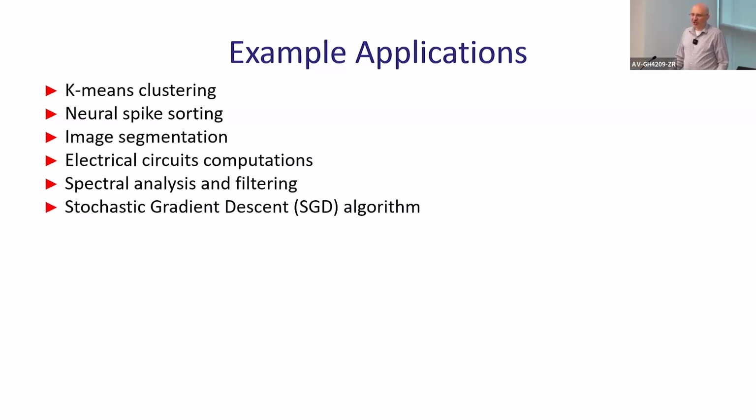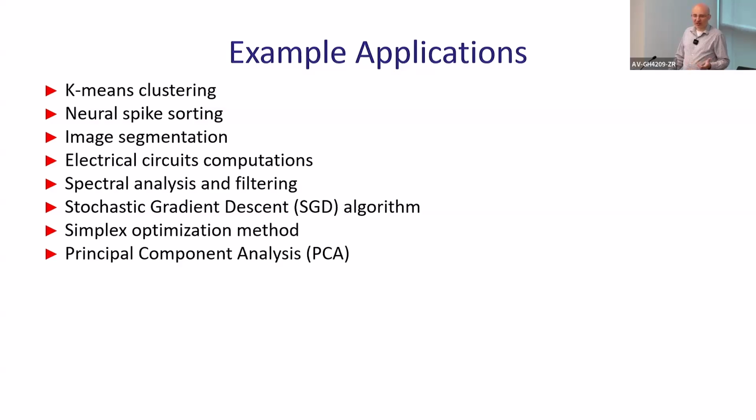We will talk about optimization methods like stochastic gradient descent, very important for machine learning as well. Simplex optimization methods, then principal component analysis, which is reduction of dimensionality. If you have too many variables, you want to use only important variables. Like how would you know which ones to use and how you deal with that?